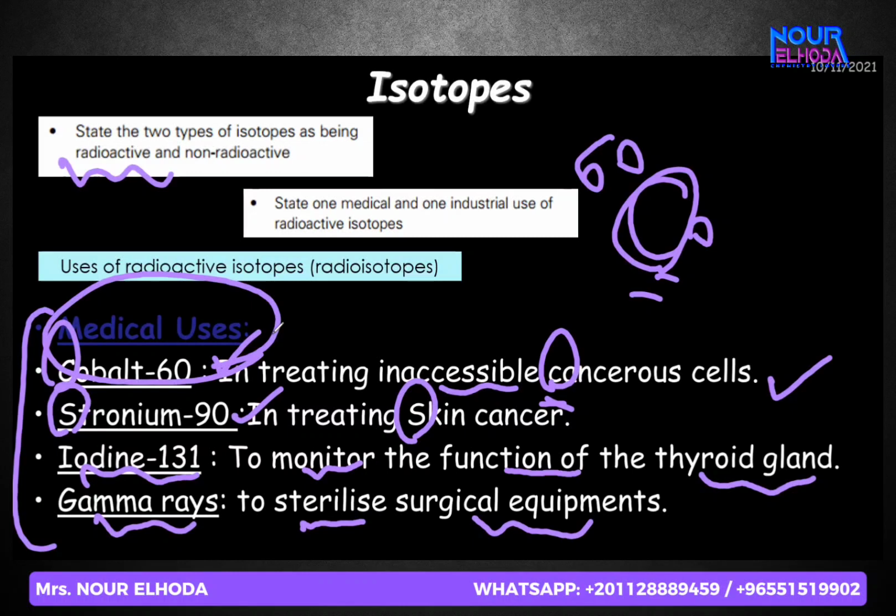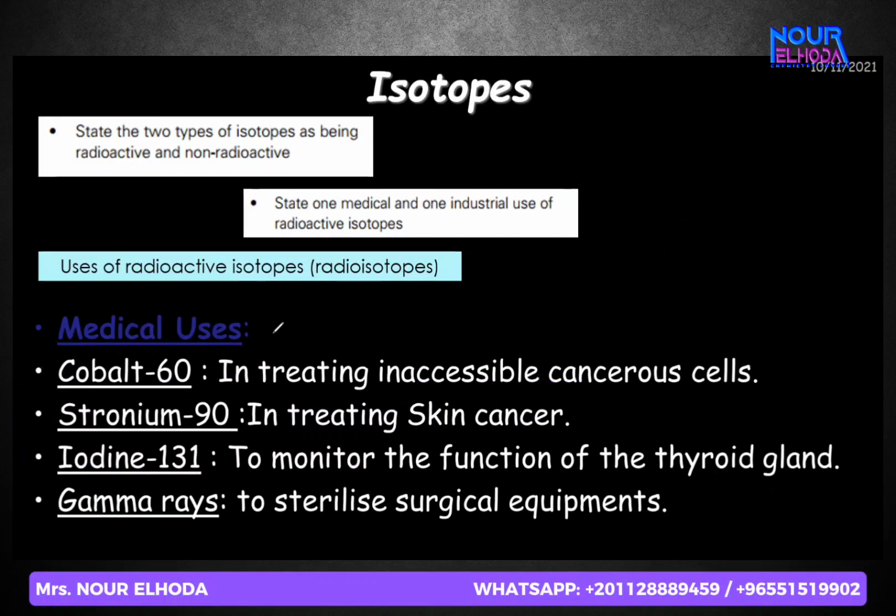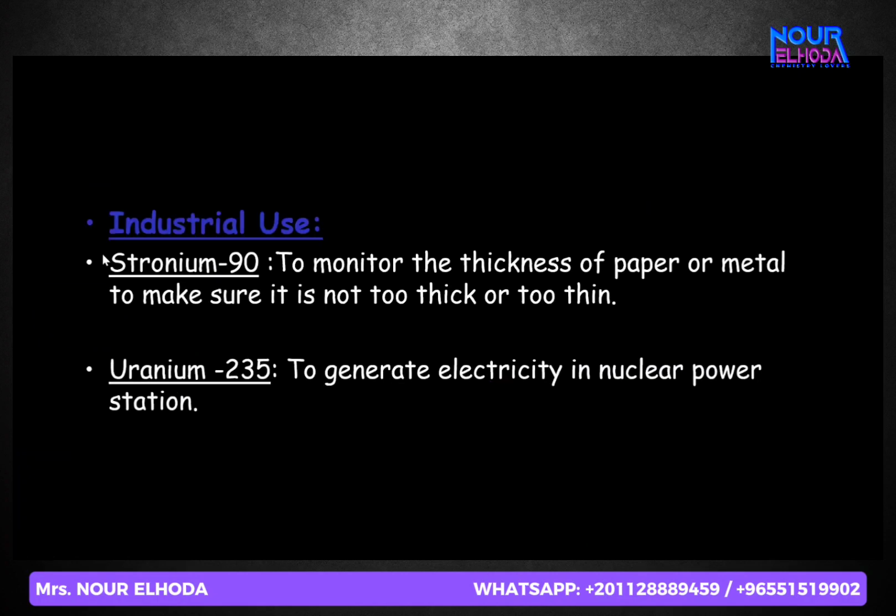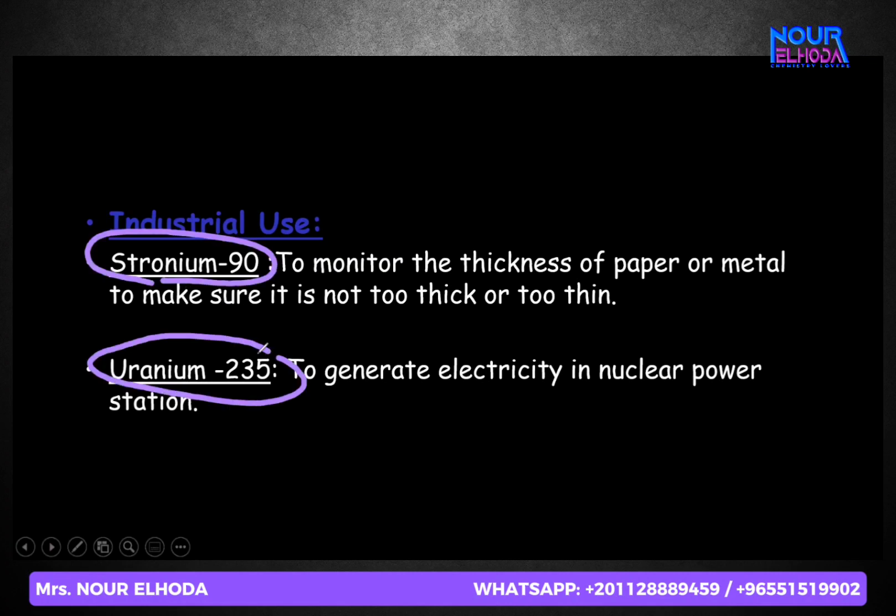What about industrial use? Industrial use means you are going to use it in industry, not in medicine. Like what? Industry, like strontium 90 or uranium 235. Strontium 90 is the same as in medical uses, it's used exactly. That's true. Indeed, among the industrial uses are gas pipe leaks.